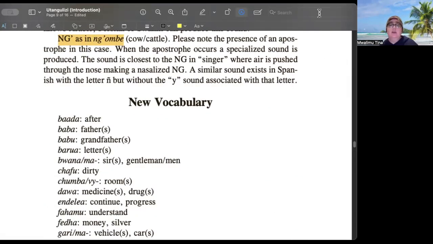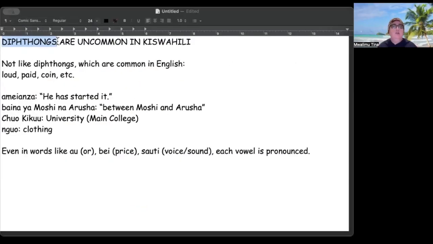Now we are going to go into a specific question that was posed by the same subscriber concerning when there are other vowels that are together. Let's have a look. Okay, so diphthongs are uncommon in Kiswahili, practically non-existent. Diphthongs are when two vowels are paired together and they are pronounced as if they were one sound. So for example, we have English, loud, paid, coin.